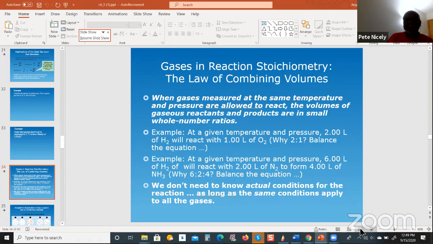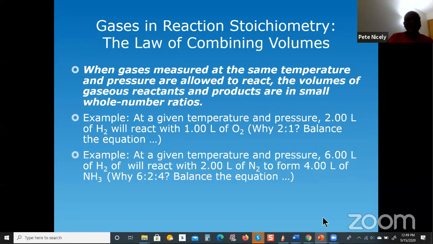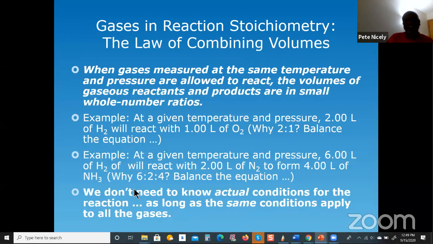But before I go on to those examples, I want to reemphasize the point I made earlier: the temperature and pressure must be constant. We don't even need to know what the temperature and pressures are, as long as the conditions are the same for all the gases.